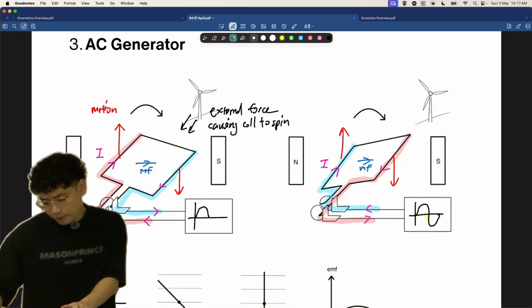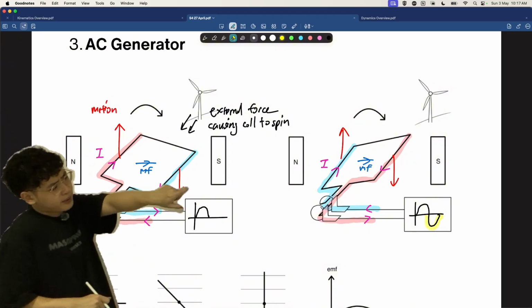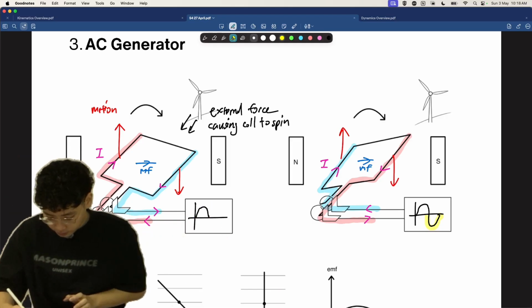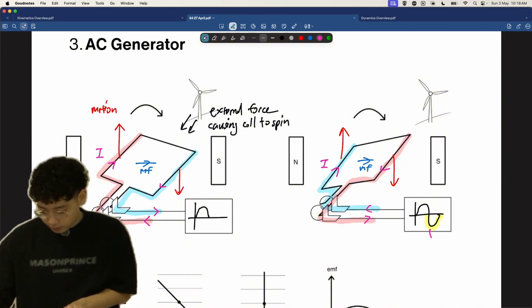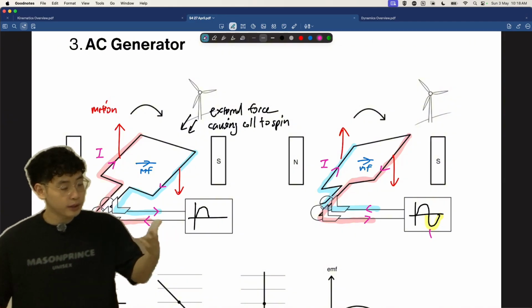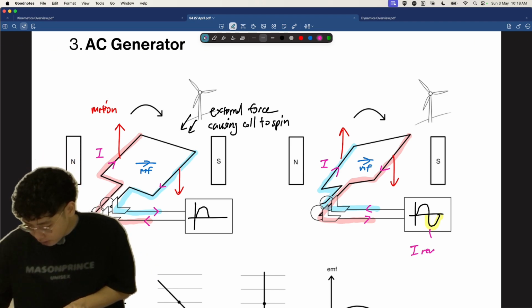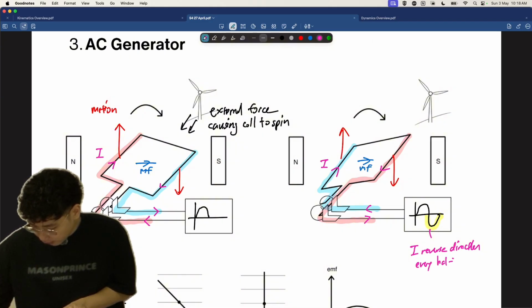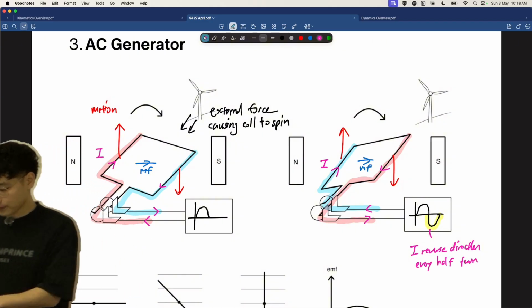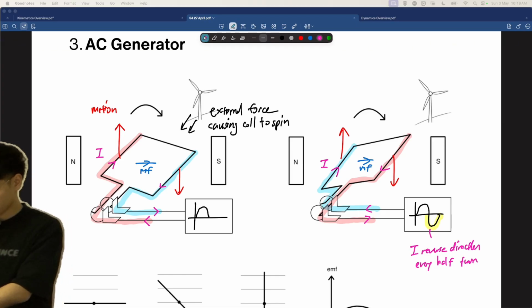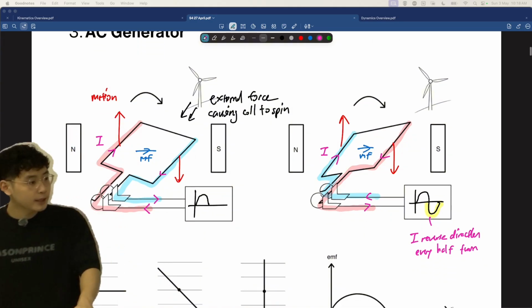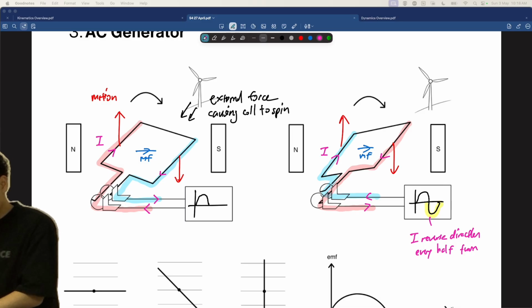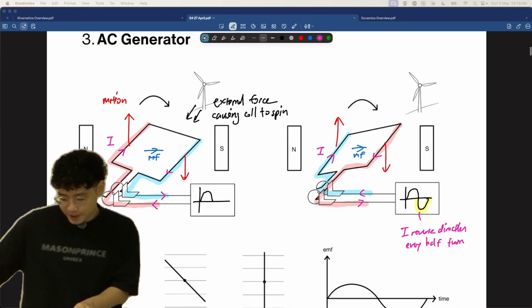This negative part of the voltage, Jingwei, what does it tell us when the voltage becomes negative? Negative direction, right? It means the current is in the opposite direction. So when V becomes negative, it tells us that the current reverses direction every half a turn. Okay, so that's how an AC generator works. Anyone got burning questions about the AC generator?